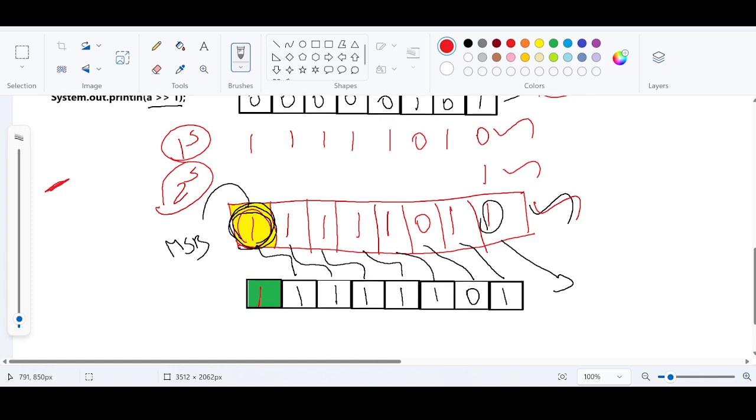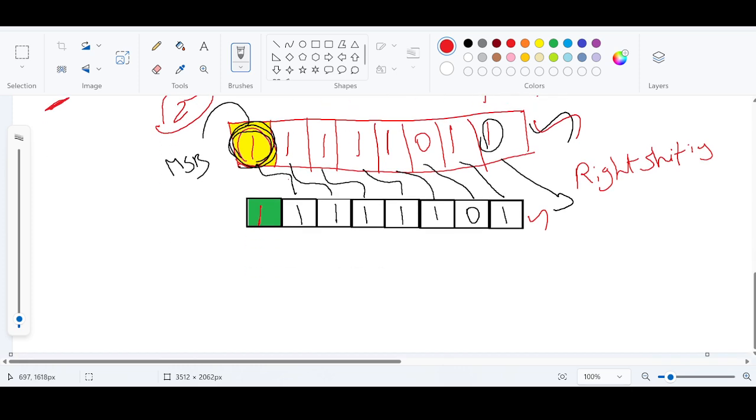After getting this number, you will do what? You will do the actual right shifting here. After performing the 2's complement, you will do right shifting. After right shifting, you have got this answer. But again, you cannot directly convert this binary number to the decimal number. Instead of that, you need to undo 2's complement.